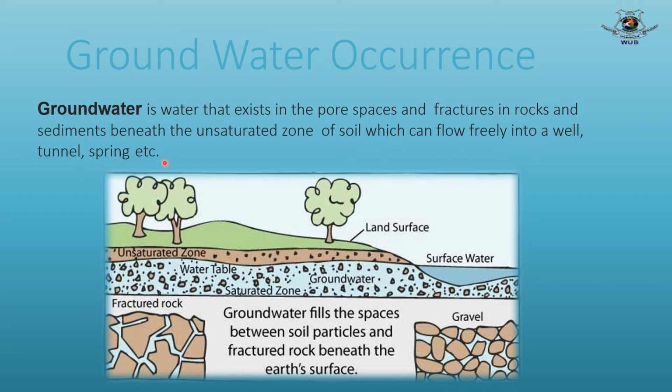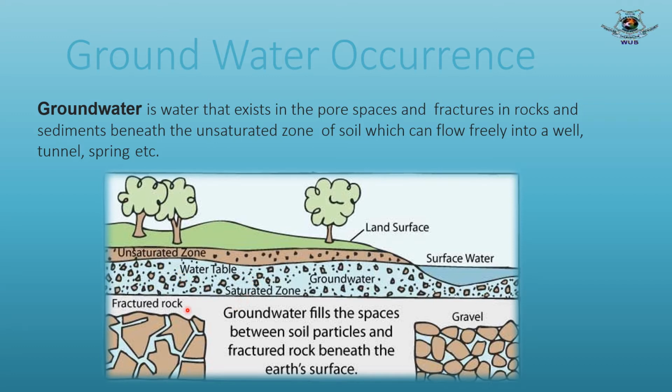In the figure we can see this is surface water, this is land surface, and below this land surface the zone is called the unsaturated zone. Unsaturated means that there exists only some water in the void space of soil in this layer. And below this unsaturated zone is the saturated zone. That means in this layer the void space of soil is totally filled with water, and from this zone the water table starts. That means this zone is normally called the water table.